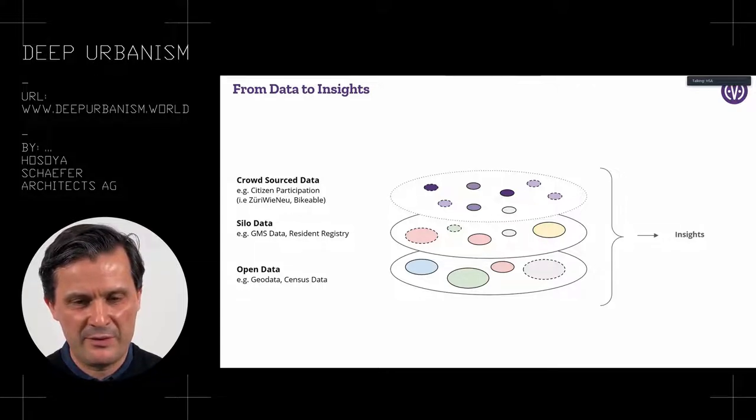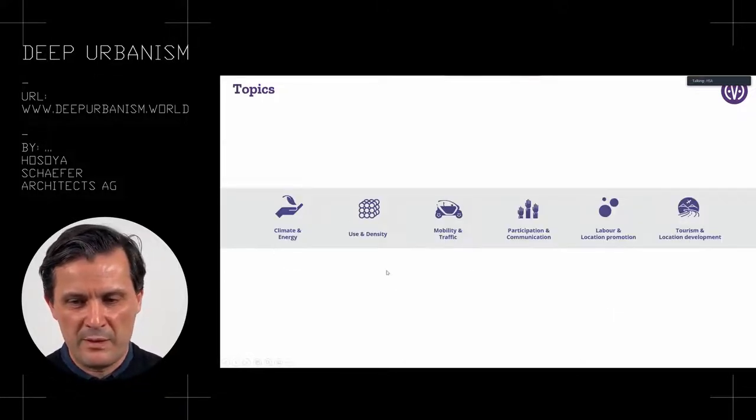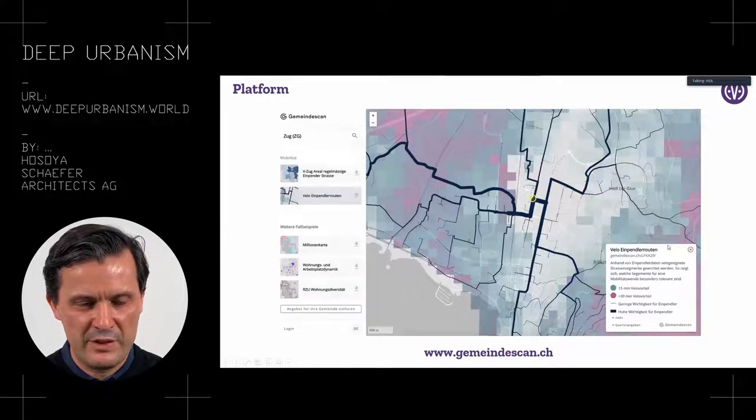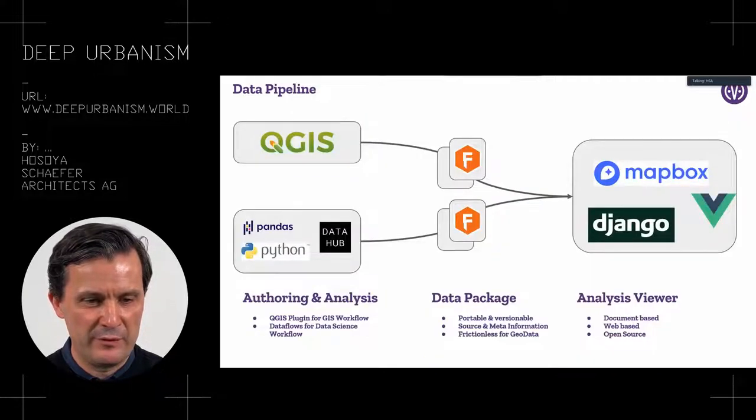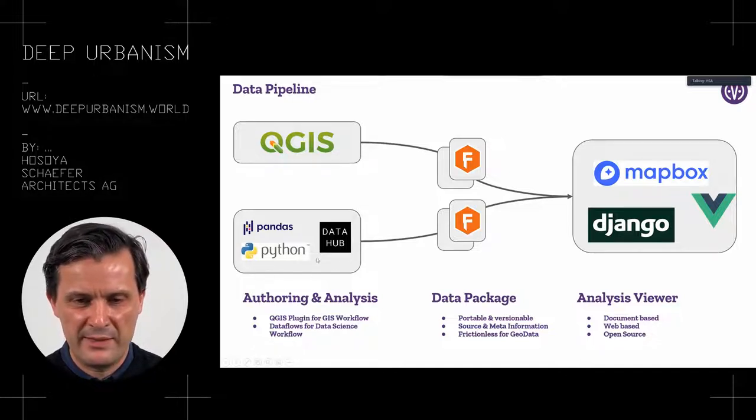But in order to argue for these larger changes and to better use the smaller, more quickly changing units, we are basically with CVD trying to bring data together from very different sources, from open data, from data which is not currently accessible, to crowdsourced data, in order to look at these topics from climate, energy to tourism, with the platform we call Gemeindescan, which is standardized and simple enough that municipalities can use it. We have a data pipeline on the one hand from GIS, on the other hand from other sources, where we pre-organize the data, for example, with Python scripts and other things, into frictionless data packages, frictionless being a particular type of data standard, and are then analyzing and viewing it with these new tools.